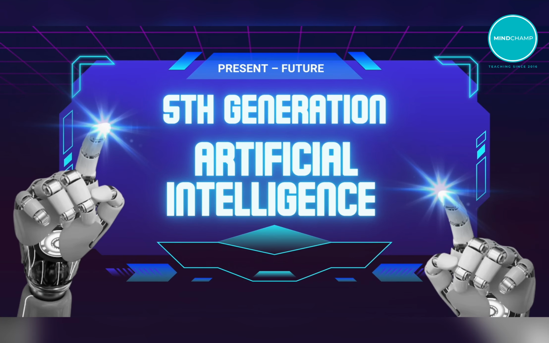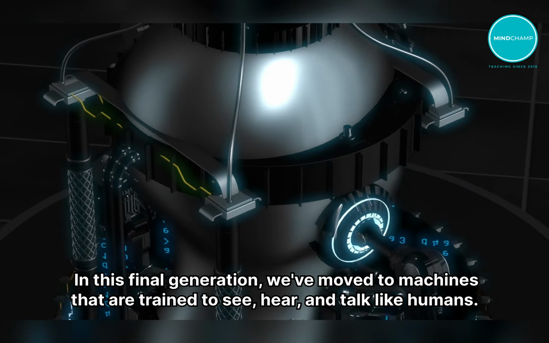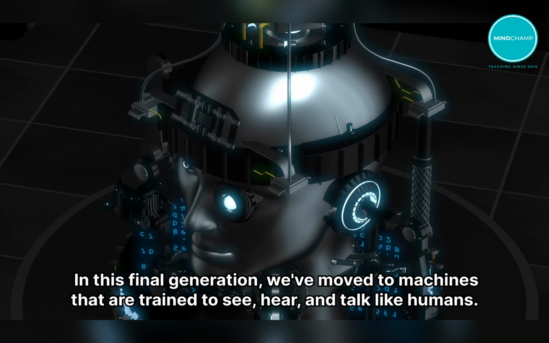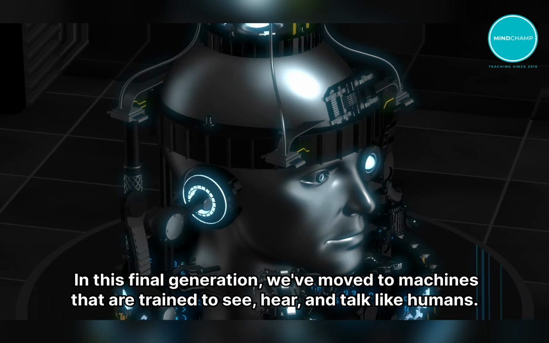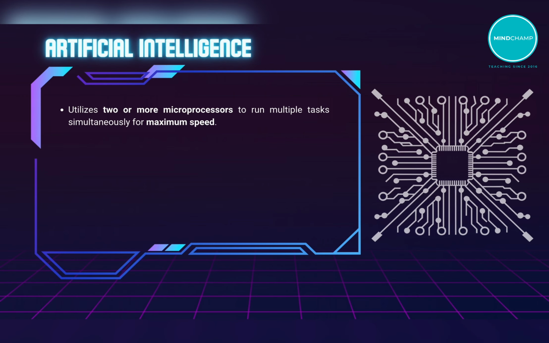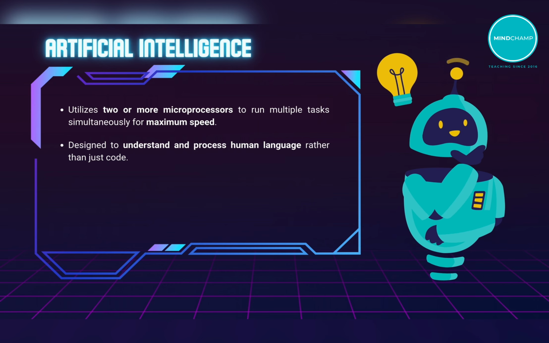The 5th and final generation, the future. In this final generation, we've moved to machines that are trained to see, hear, and talk like humans. It utilizes 2 or more microprocessors to run many tasks at the same time for maximum speed. It is designed to understand and process human language rather than just code.